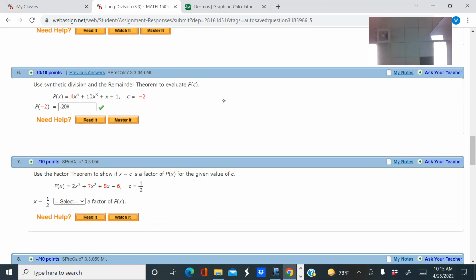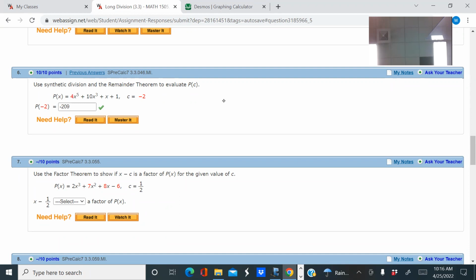So in other words, if you were able to factor 2x cubed plus 7x squared plus 8x minus 6, if you were able to factor that, right, it would turn out that one of the factors would be x minus 1/2, okay? One of the factors would be x minus 1/2. Now, how can we convince ourselves that that is the case? Well, here's what you would do.